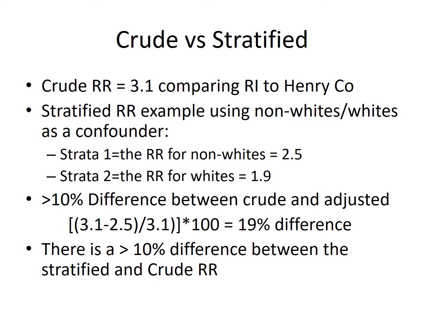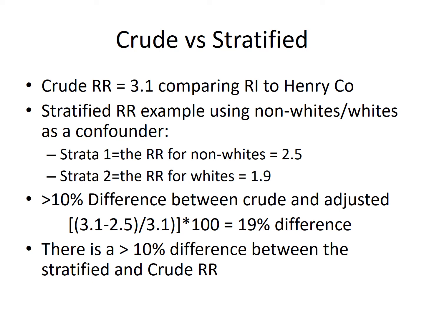So I'm going to start with that crude risk ratio. That's 3.1 comparing Rock Island to Henry County. And that's just using the people who actually reported an ethnicity, so taking out all the people who left that number blank. And the stratified risk ratios are 2.5 and 1.9.